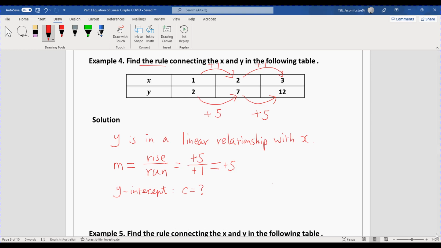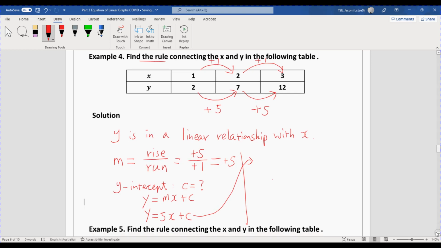We can use our previous method. If we don't know it, we just put y-intercept as c temporarily. And you write the equation y equals 5x plus c, because we've already got m as 5. Let me emphasize the use of equation a little bit. mx plus c. And I just write 5 to replace m, but still I don't know c. Let me continue here. How can we find c?